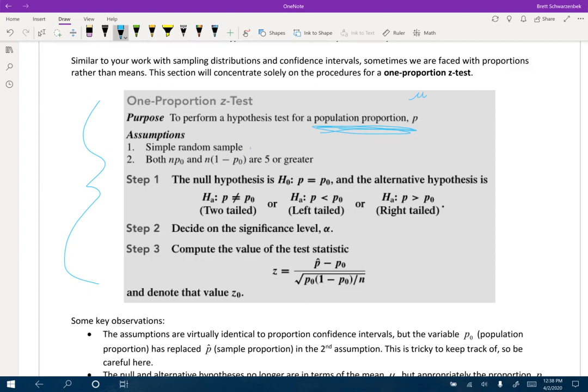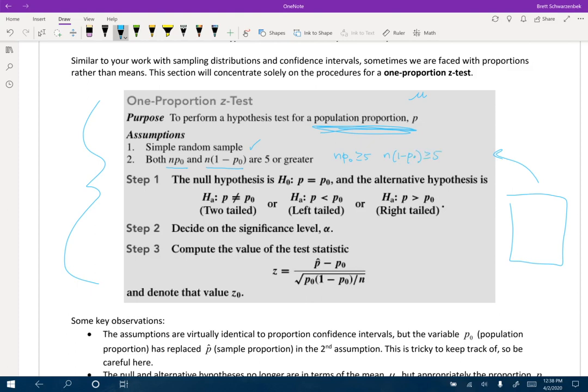So what are the assumptions? We need a simple random sample, and we need n times p naught, and n times 1 minus p naught, are 5 or greater. Okay, so you won't be able to use the success-failure thing anymore, which is one of the reasons why I did that box over here when we did intervals and I pointed to this, because now you're going to have to do this, and this is greater than or equal to 5.